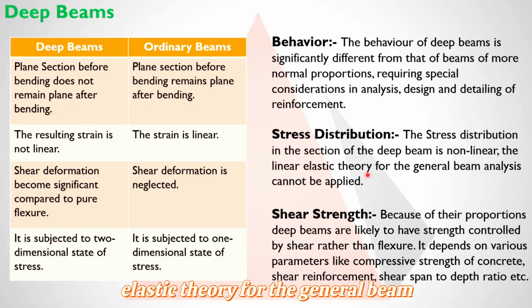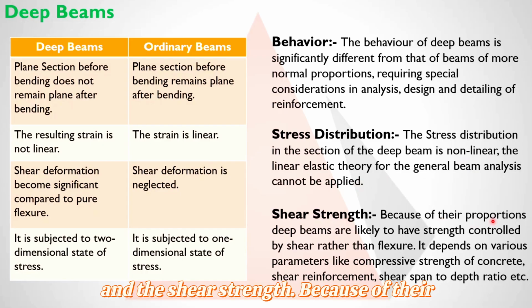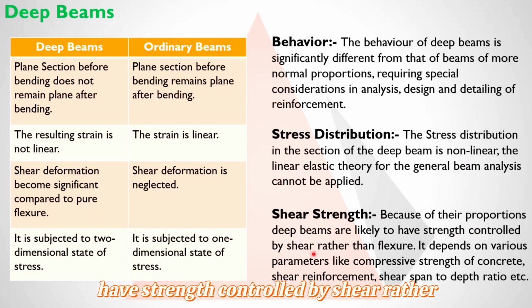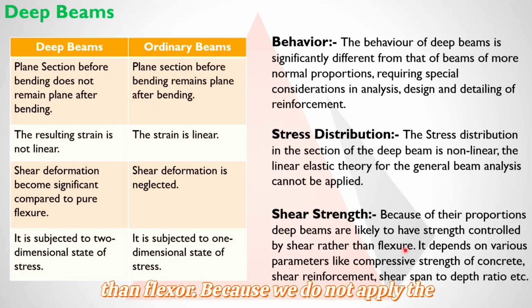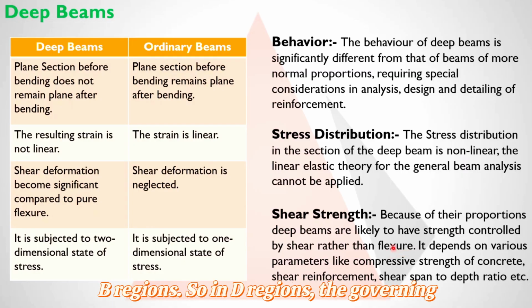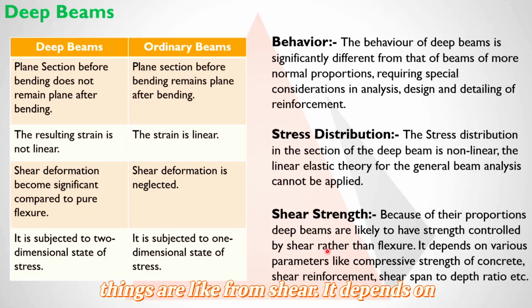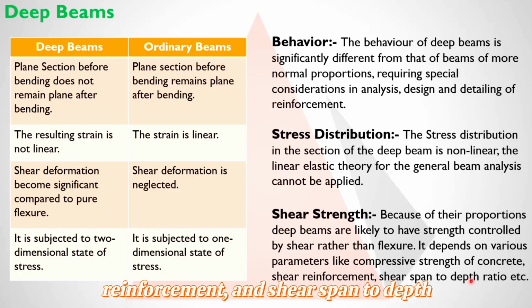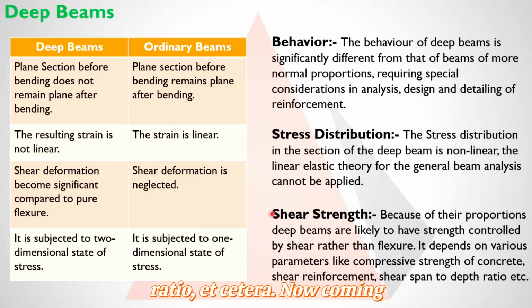The linear elastic theory for general beam analysis cannot be applied again. And for shear strength, because of their proportions, deep beams are likely to have strength controlled by shear rather than flexure, because we do not apply the flexure formula, which is only applied in B regions. So in D regions, the governing factor is shear. It depends on various parameters like compressive strength of concrete, shear reinforcement, and shear span to depth ratio, etc.